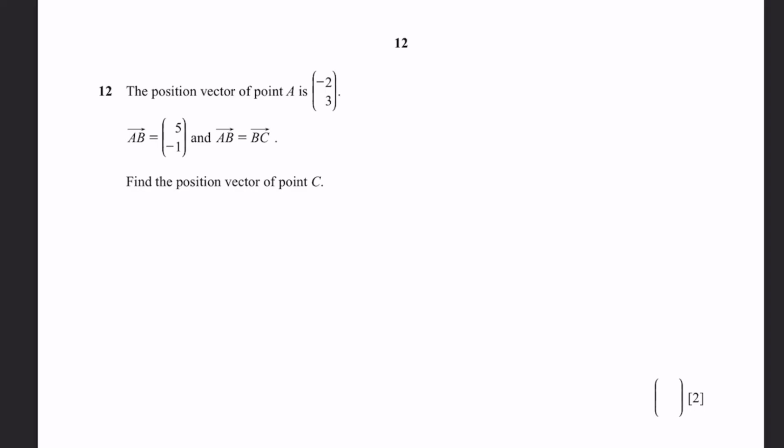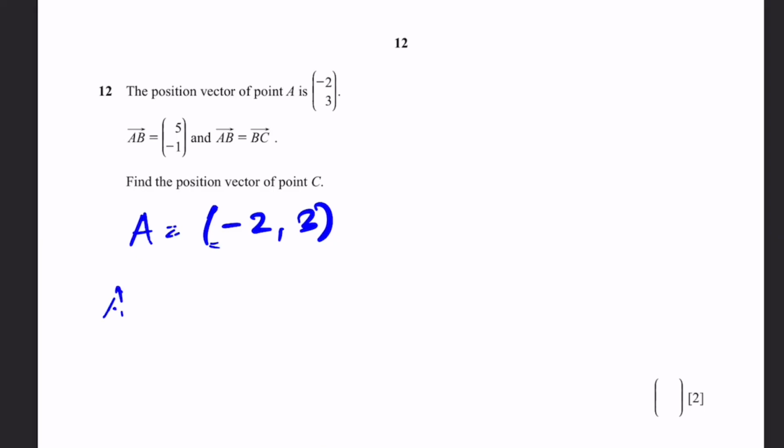Question 12. The position vector of point A is (minus 2, 3). AB equals (5, minus 1), and AB equals BC. Find the position vector of point C. So position vector means the distance from the origin. That's minus 2 in the x-axis, 3 in the y-axis. That means point A is going to be, in coordinate form, (minus 2, 3) as well.